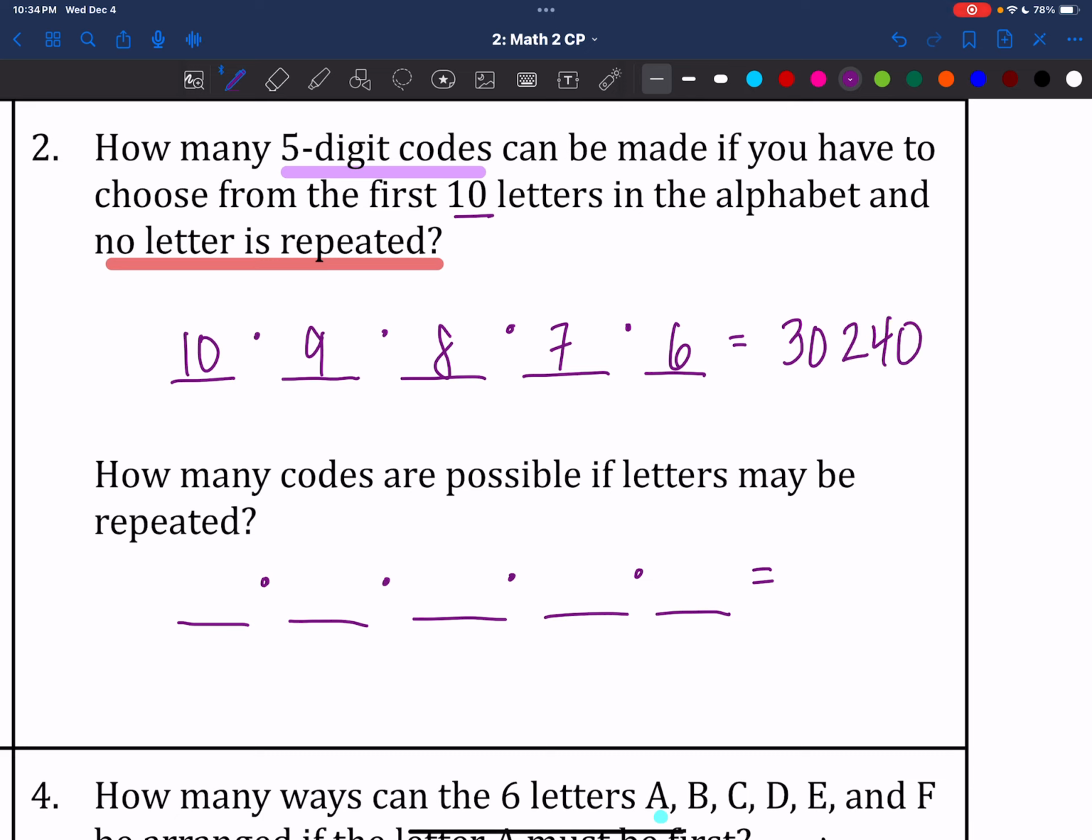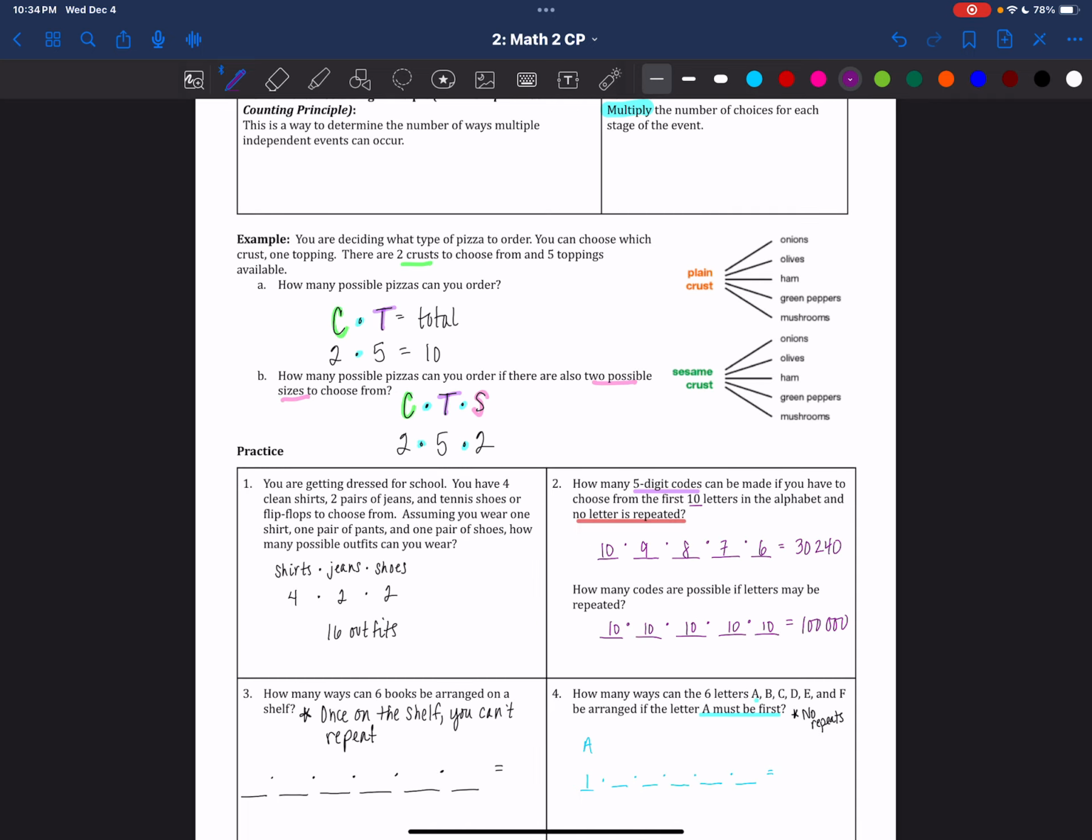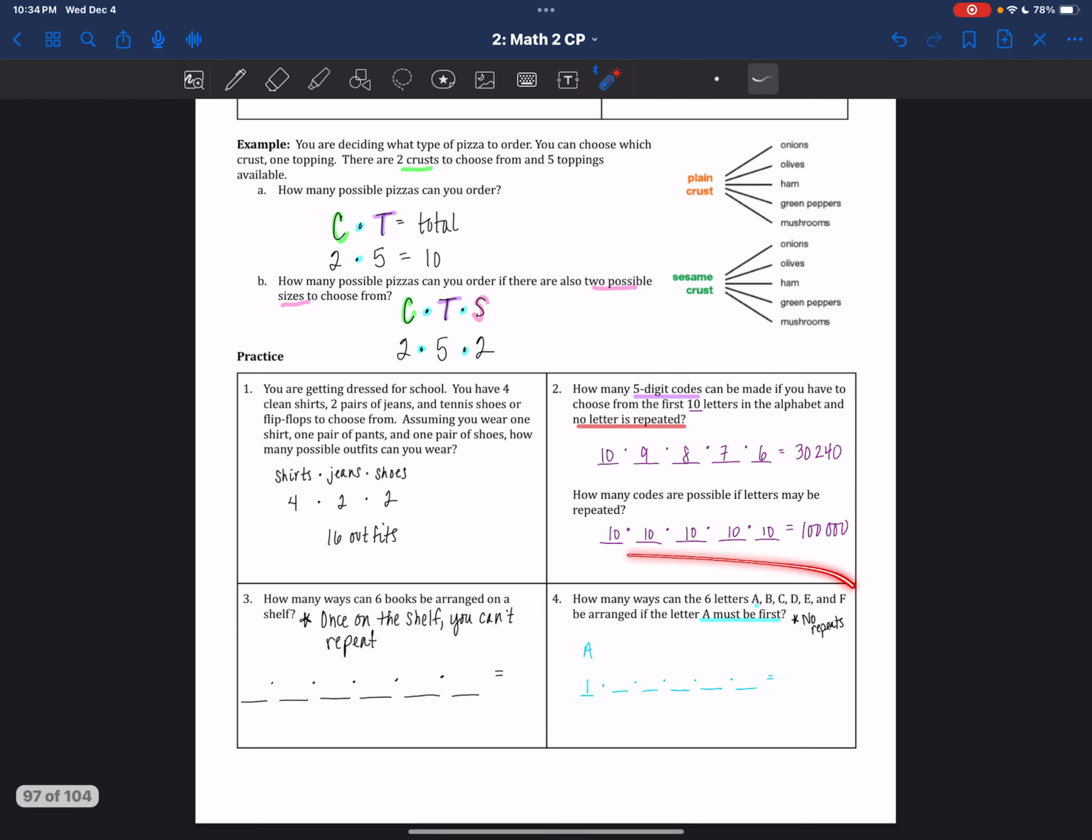All right. So how many codes are possible if the letters are repeated? So in this case, since they are repeated, you have 10 options for each one. So it could be 1111, and then you'll get that, and that's 100,000. All right, so I want you to go ahead and I want you to try these two.